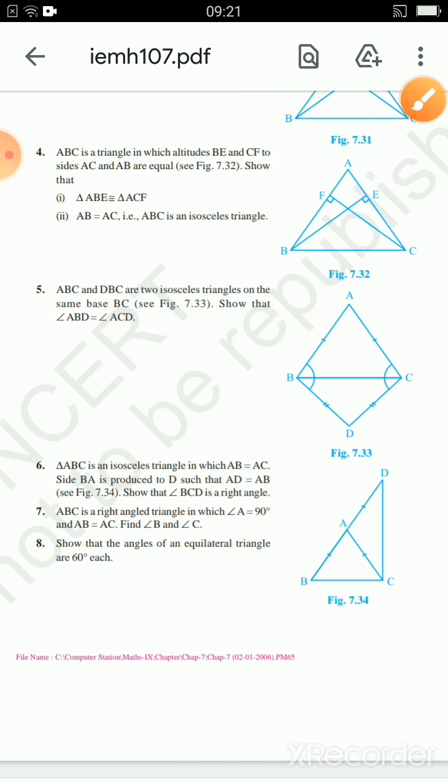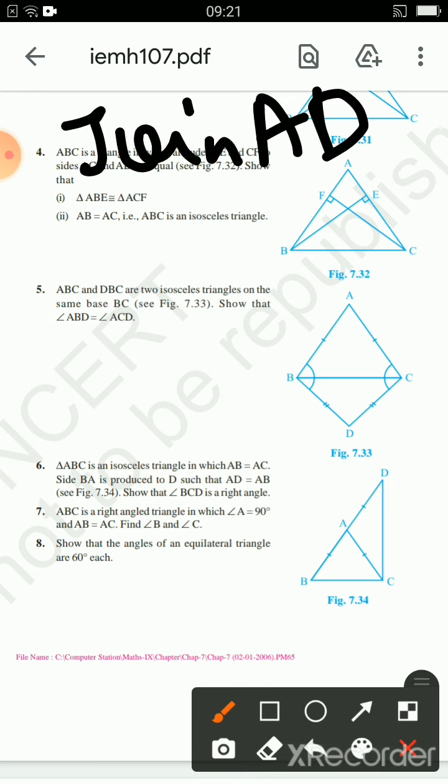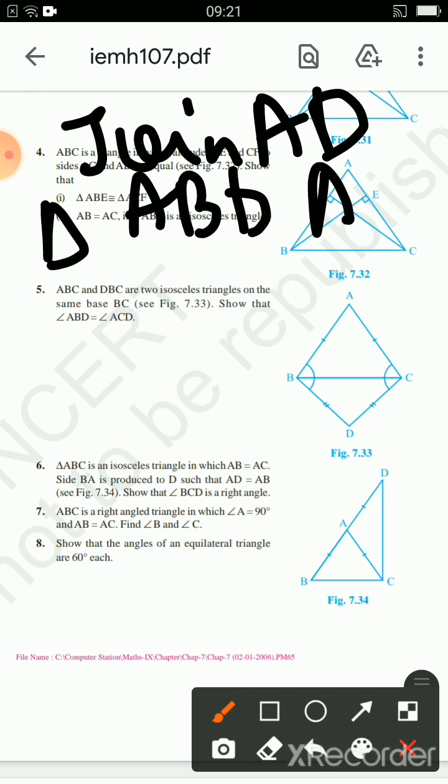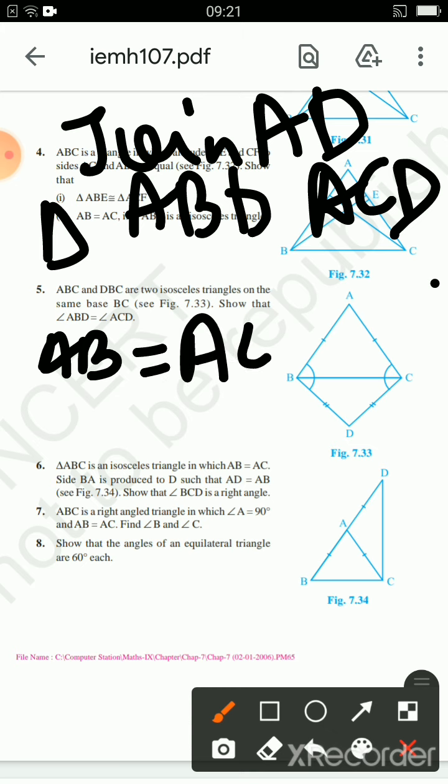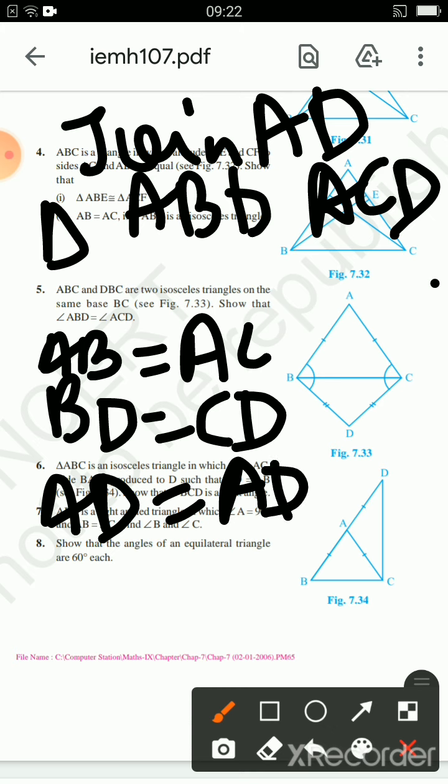And the second way of doing this question is that you will join AD. So first of all you will write join AD. Now there will be two triangles, triangle ABD and triangle ACD. Now in these two triangles AB equal to AC, it is given to you. BD equal to CD, that is also given to you, and AD is common to both the triangles. So the two triangles will be congruent by side side side congruency.